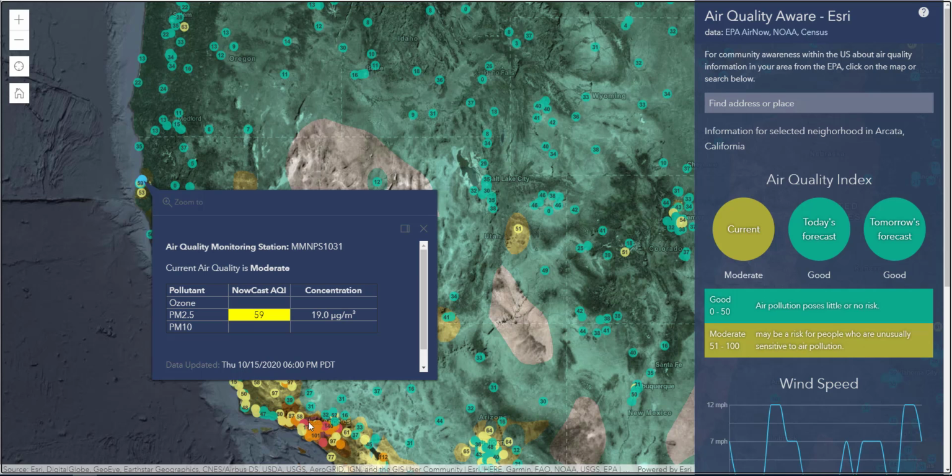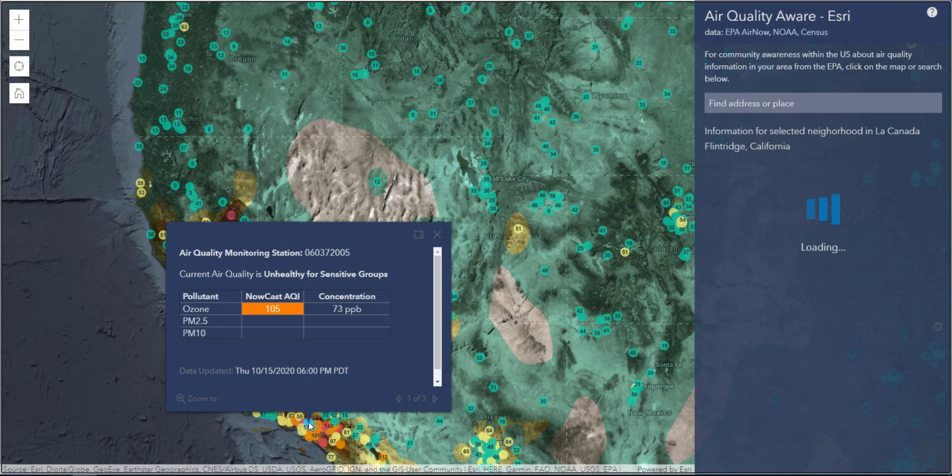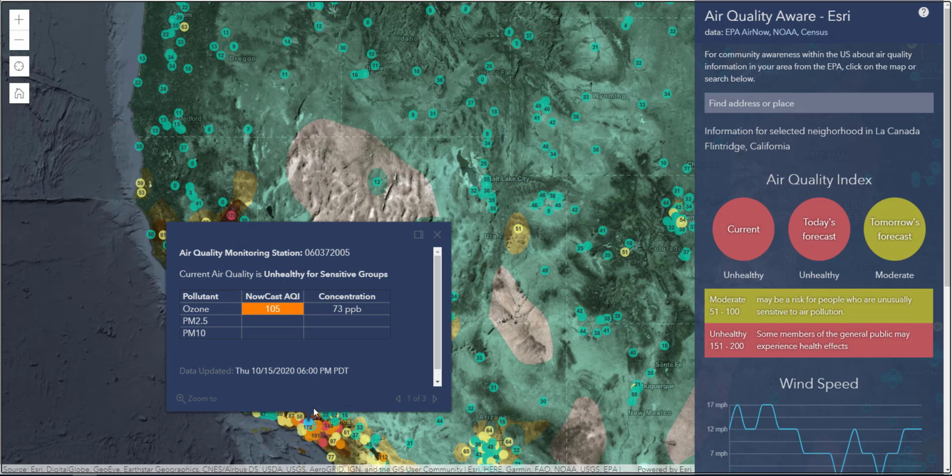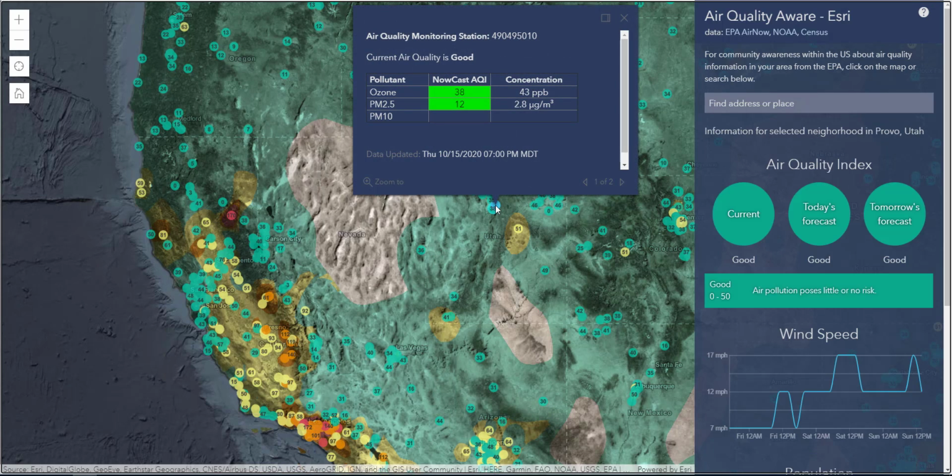And if it's great, what can we do to keep it that way? So as we scale around this map, we are seeing different results happening. And in some places, it is saying air pollution poses little or no risk. So that to us says we want to keep it that way.